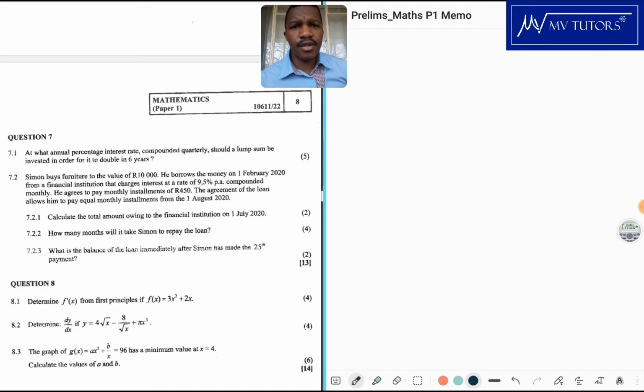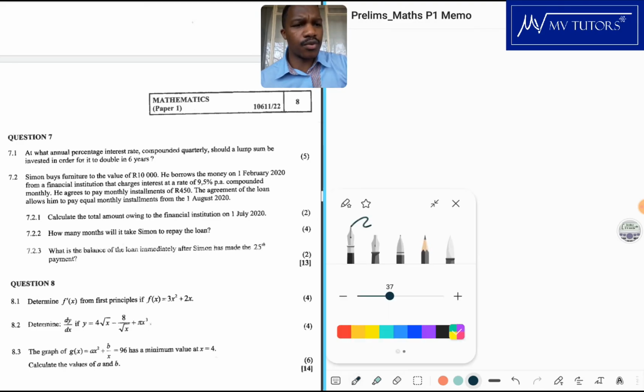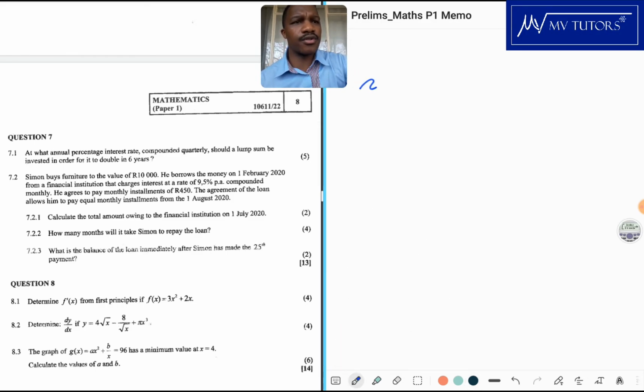Okay, so now it says calculate the total amount owing to the financial institution on the 1st of July. Okay, so first of all, what I want us to deal with here is 7.2.1. I just wanted to change my color. We are now dealing with 7.2.1.